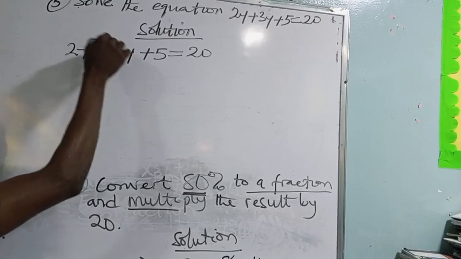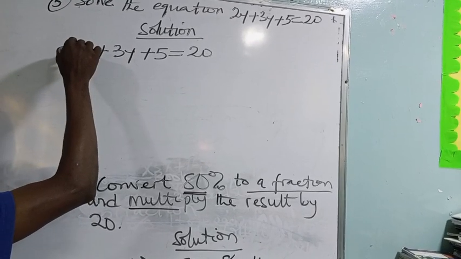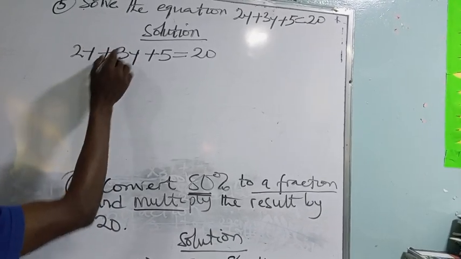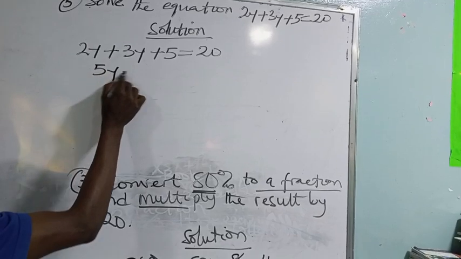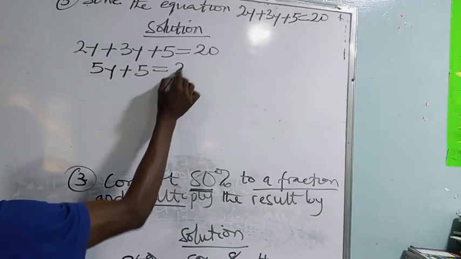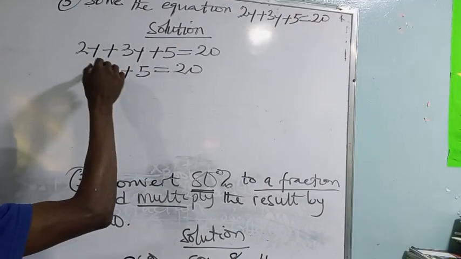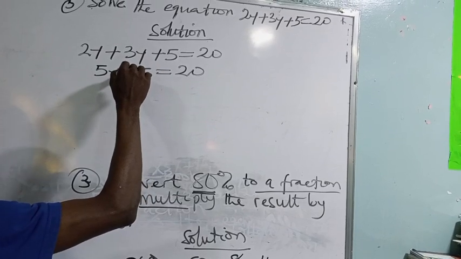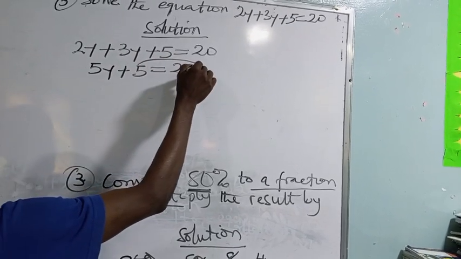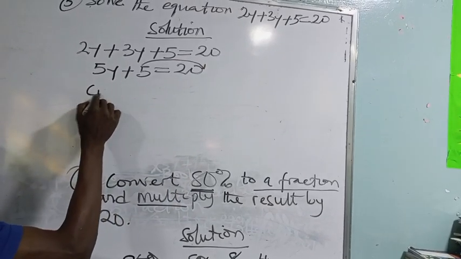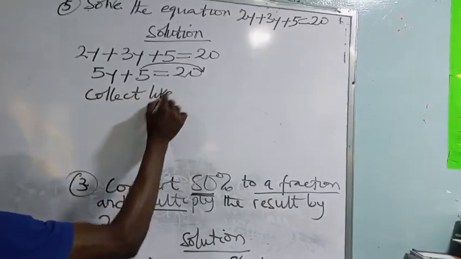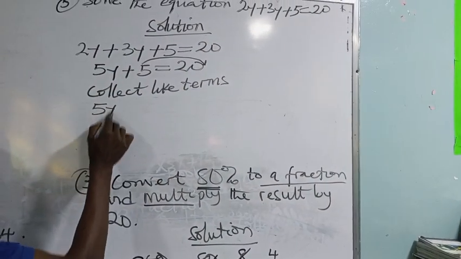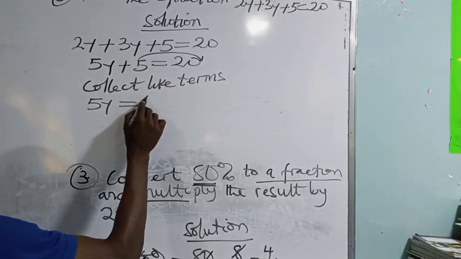Now look at these two terms. This one has y and this one also has y. If you add them together, 2 plus 3 will give us 5y plus 5 equal to 20. Now this one has y, this one does not. You collect the like terms. This plus 5, you bring it here and it changes to minus. So if you collect like terms, you have 5y equal to 20 minus 5.